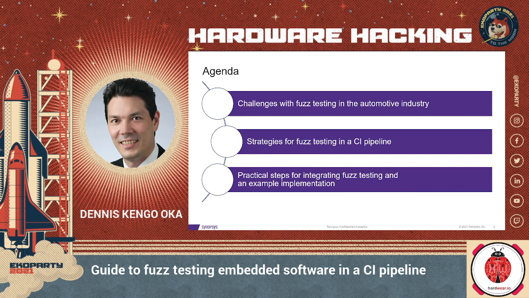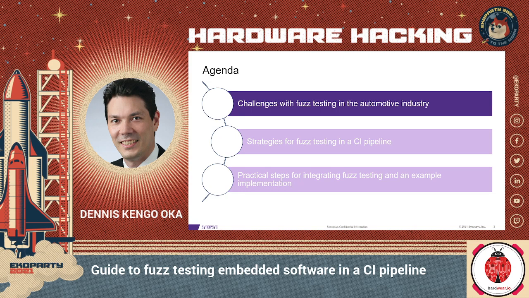On today's agenda, we have 3 points. The first point is on challenges with fuzz testing in the automotive industry, and we'll discuss a little bit about the common challenges. The second point is on the strategies for enabling fuzz testing in a CI pipeline. And then the third point is on the practical steps for integrating fuzz testing. And we'll go through an example implementation at this point as well. So let's start with the first point and go through some of the challenges with existing fuzz testing in the automotive industry.